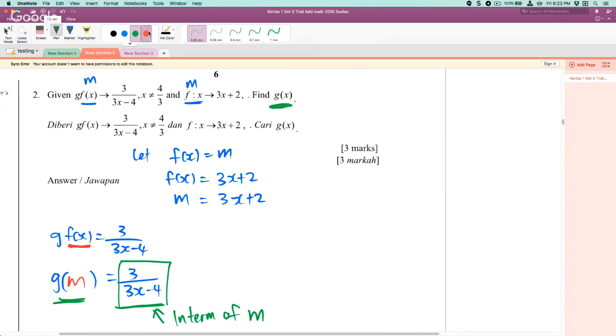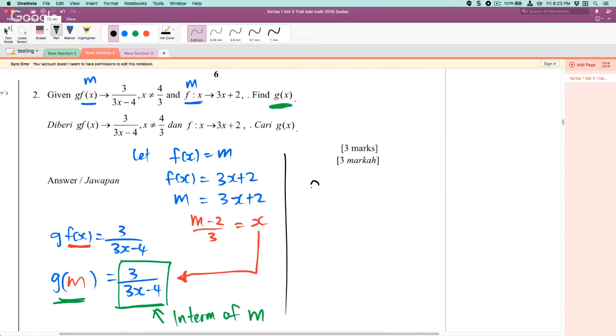So what I can do over here, over this equation, m equals 3x plus 2, is try to make x the subject in terms of m, then substitute the x back into the g(m). If I move the 2 and the 3 to the other side, I will get (m minus 2) over 3 equals x.